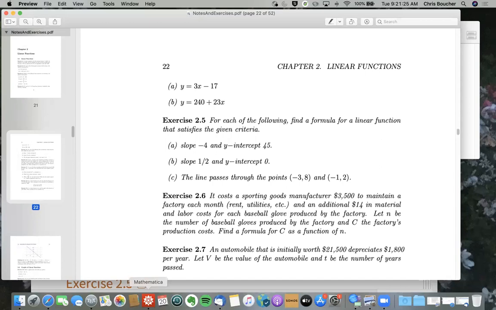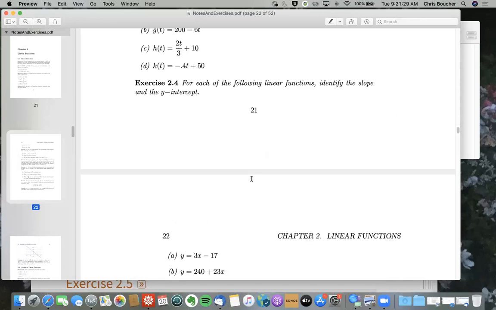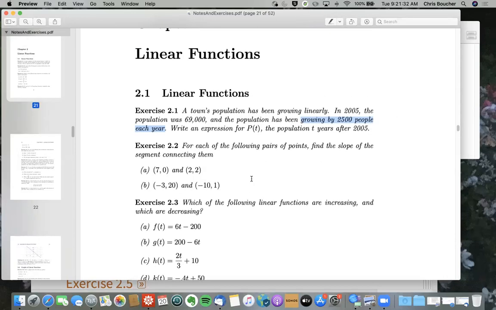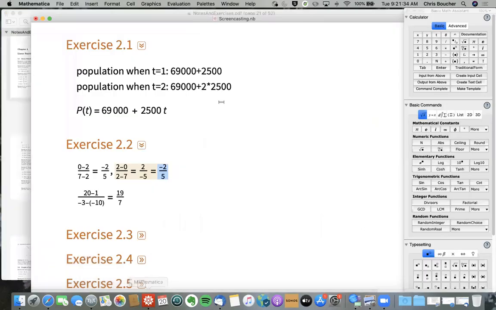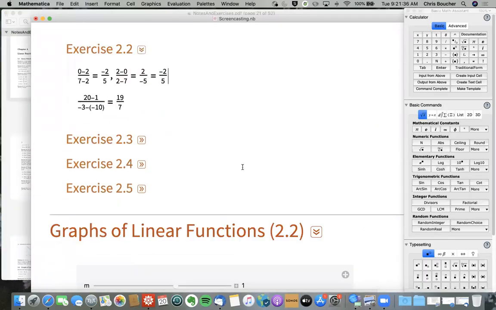But again, I can't emphasize enough that the way to master this stuff is to practice. And there are practice problems in the book. There are practice problems in the notes and exercises. Do as many as you can.